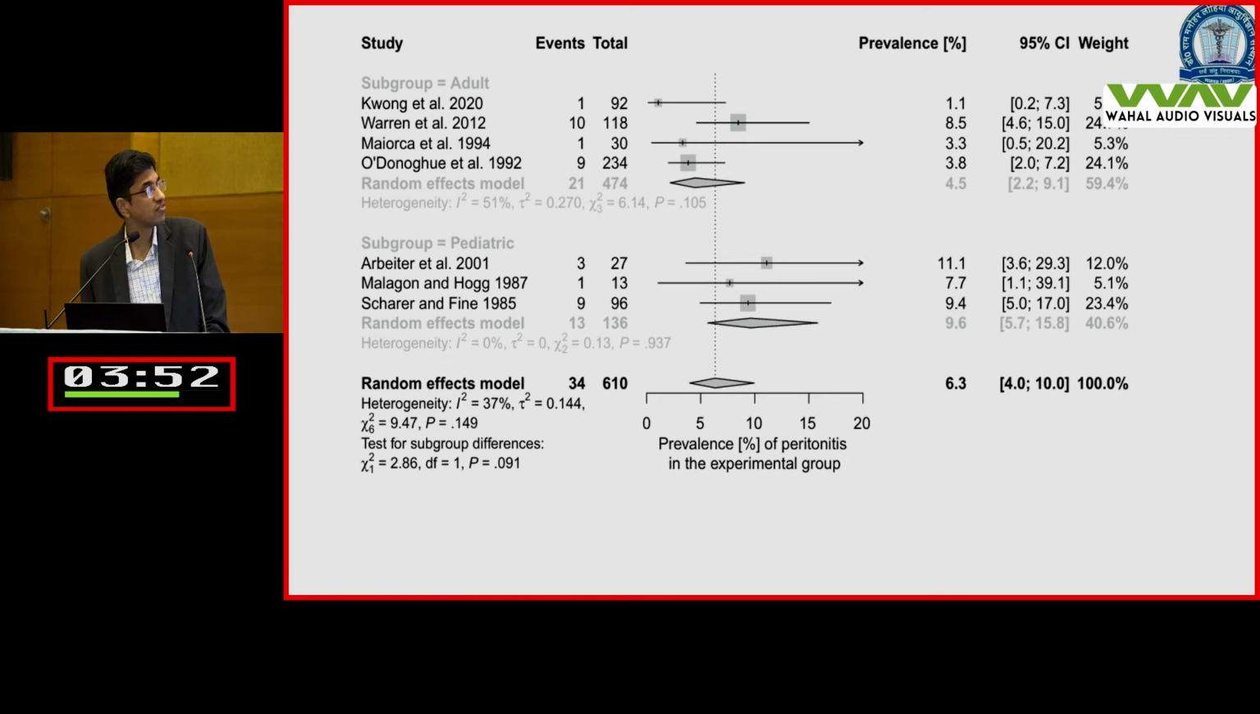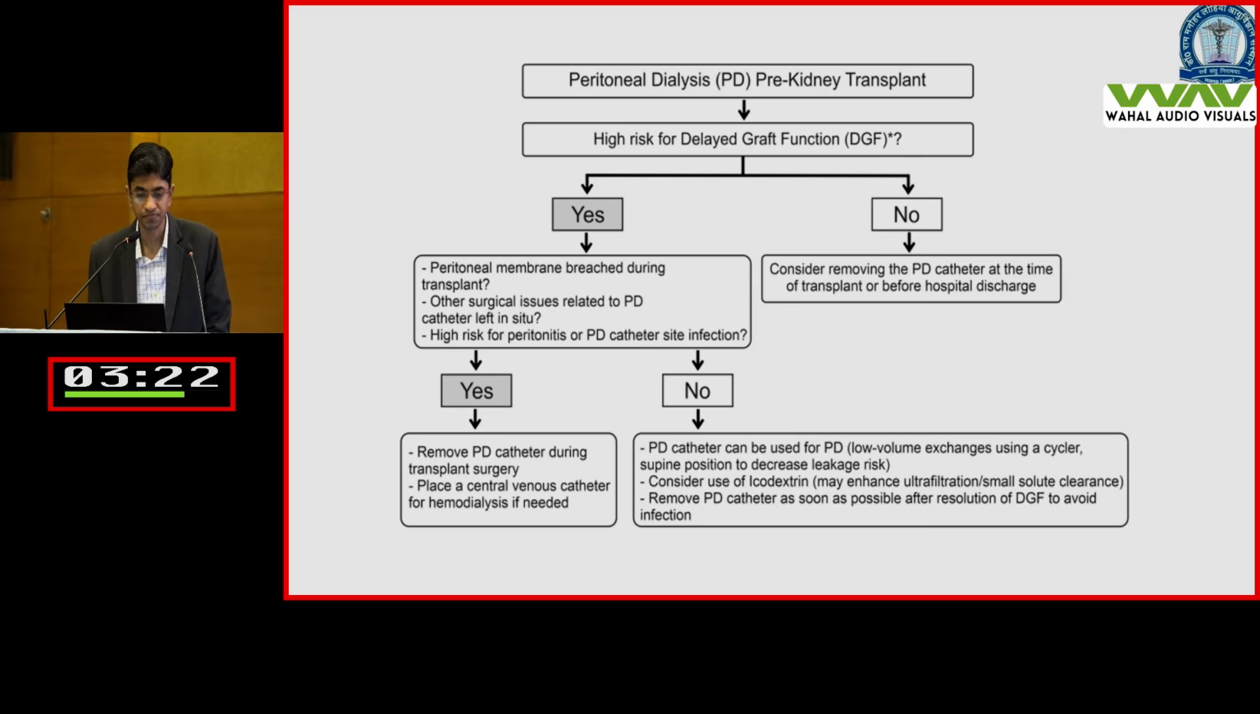They also studied the risk of peritonitis, and the prevalence of peritonitis was almost to the tune of 6.3%. So even in the presence of this evidence, they said that the studies had an inherent bias, because the PD catheter in situ was there particularly in those patients who were more likely to require dialysis or more likely to have delayed graft function in the post-transplant period. So there was an inherent bias in most of the studies, and the level of evidence was still low.